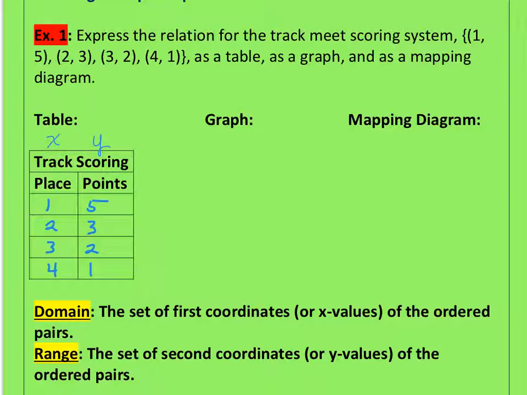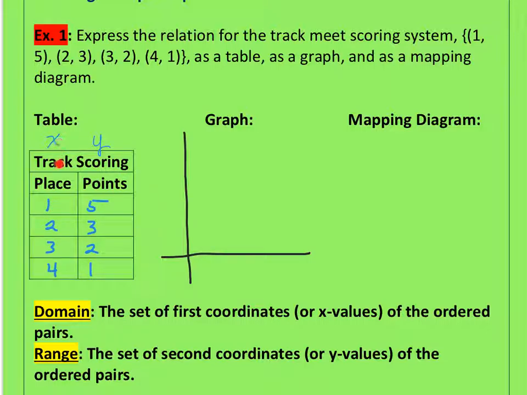We can also show these ordered pairs as a graph. You have to decide on your graph: you've got a y-axis and an x-axis. You have to label those axes with what they are if you know it, and then give an appropriate scale. On the x-axis should always go the independent variable. So you need to ask yourself, and clearly you can see here that the place determines the number of points. The number of points did not determine what place they earned.